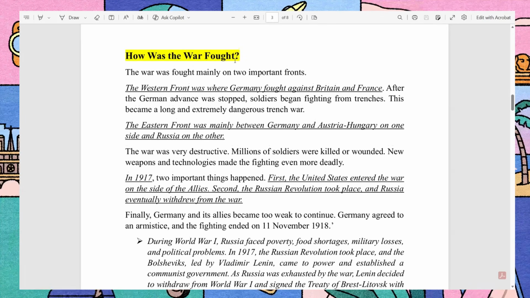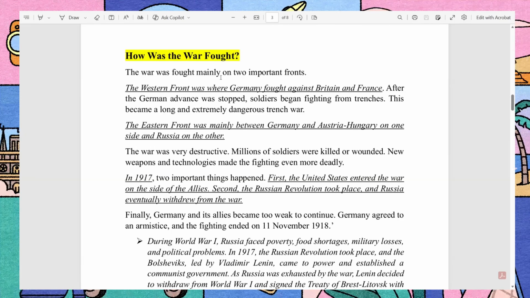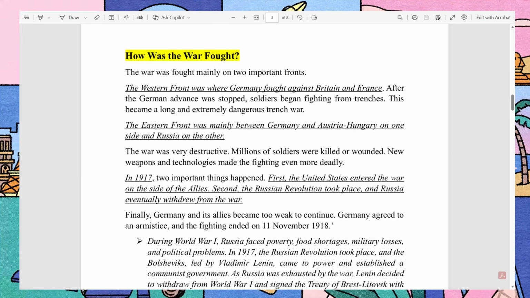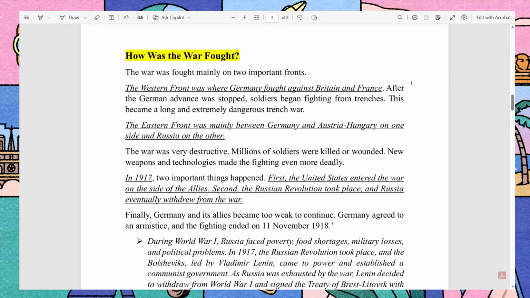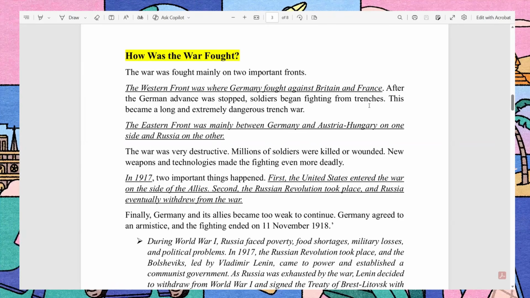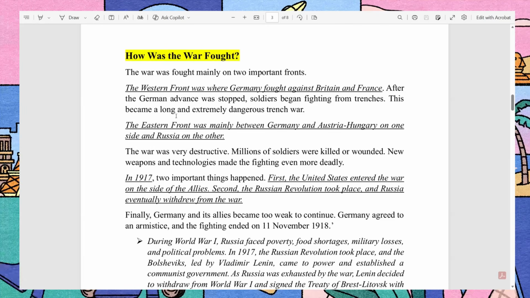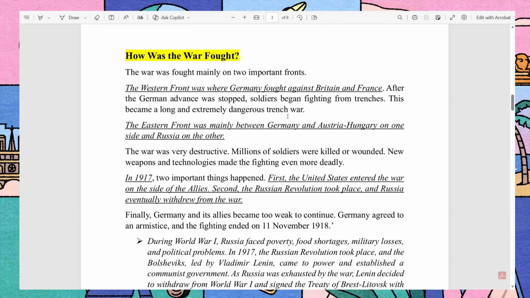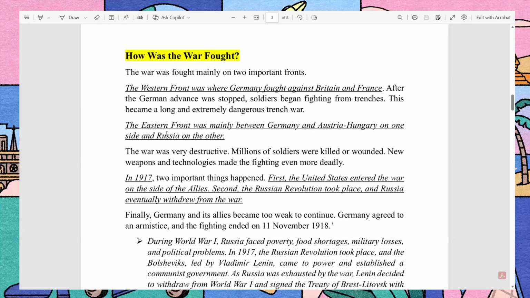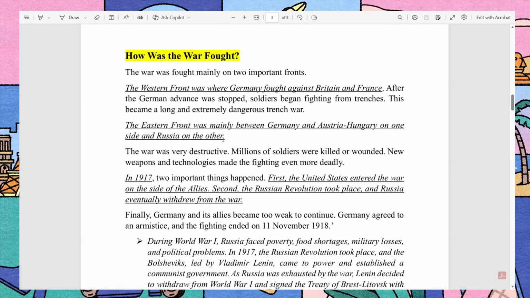How was the war fought? The war was fought mainly on two important fronts. The Western Front was where Germany fought against Britain and France. After the German advance was stopped, soldiers began fighting from trenches. This became a long and extremely dangerous trench war. The Eastern Front was mainly between Germany and Austria-Hungary on one side and Russia on the other.